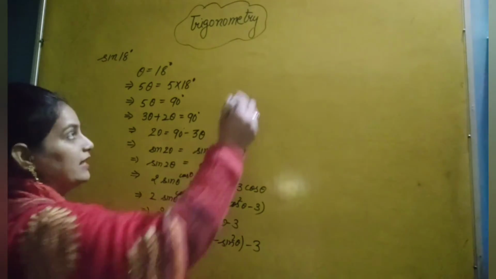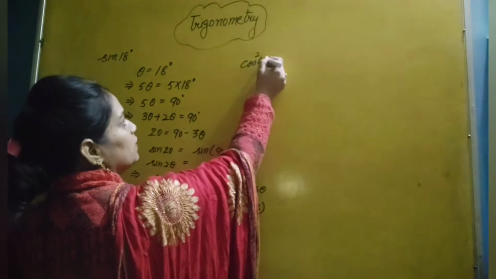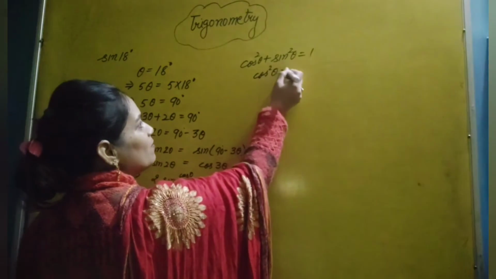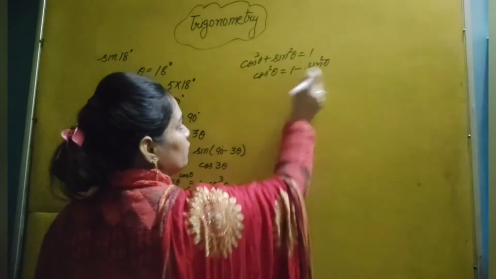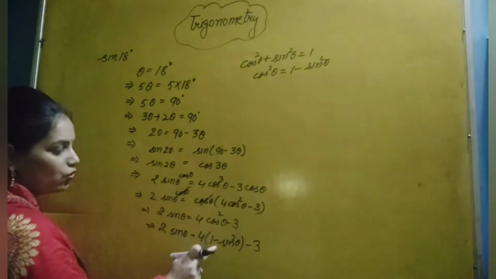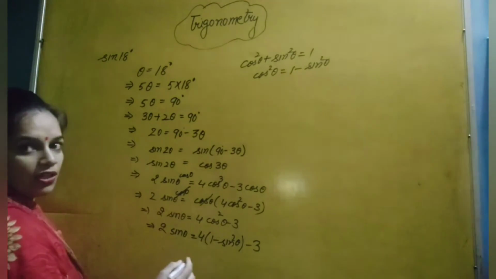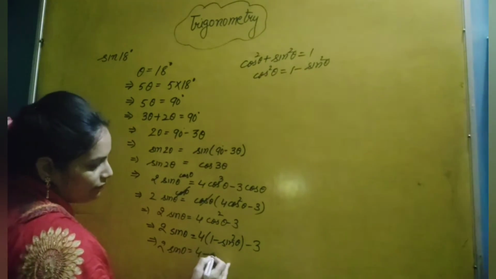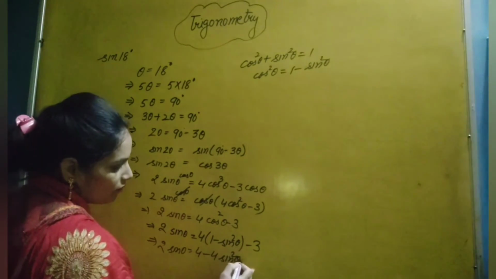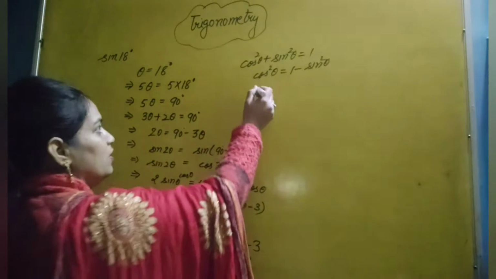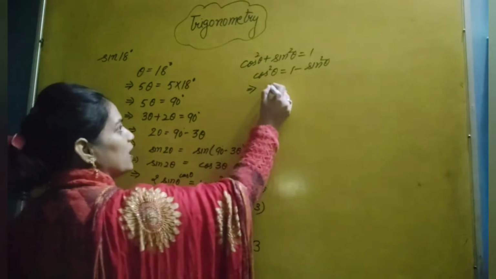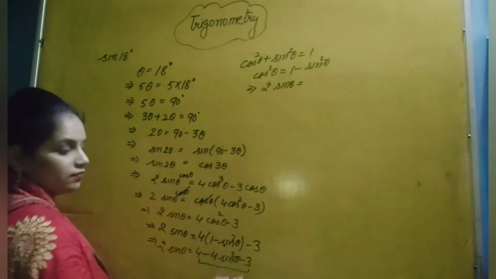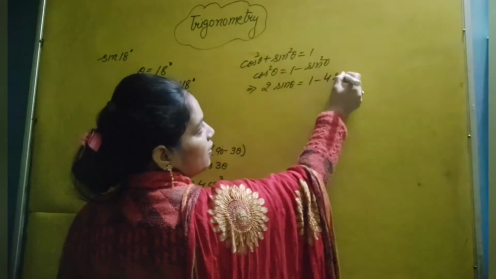This step is from this identity, because cos square theta plus sin square theta is equal to 1. So the value of cos square theta becomes 1 minus sin square theta. With the help of this identity I am putting here, in the place of cos square theta, 1 minus sin square theta. Now I will open the bracket. Left hand side will be the same and right hand side will be 4 minus 4 sin square theta minus 3. So this implies 2 sin theta is equal to 4 minus 3, which is 1, minus 4 sin square theta.